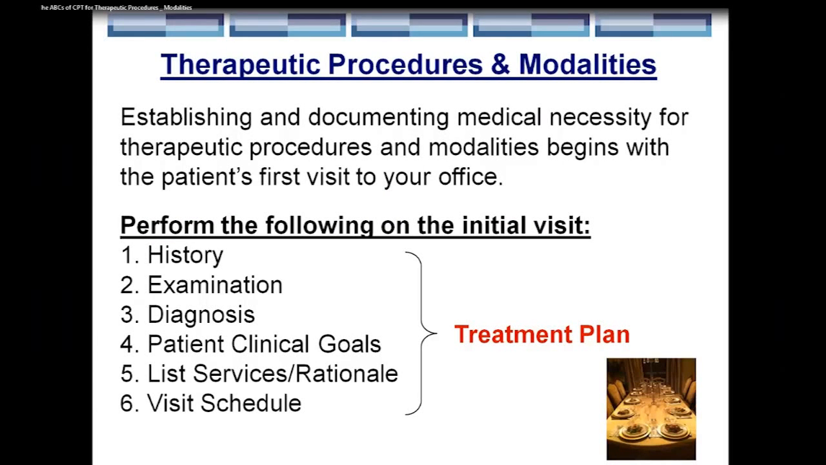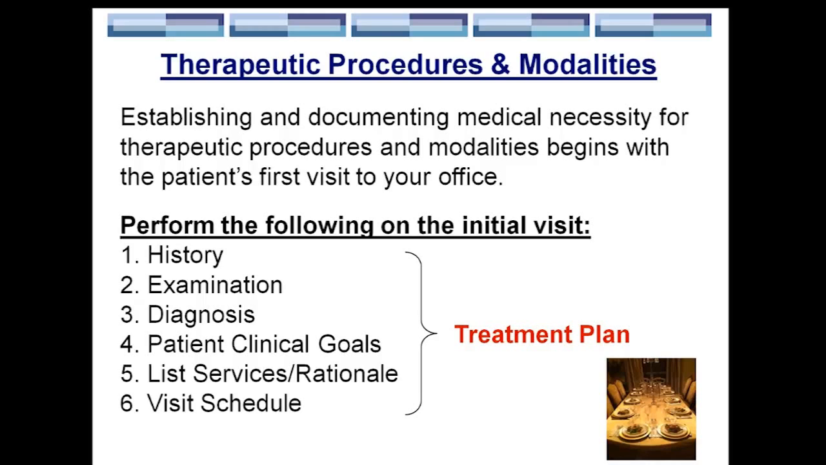The foundation consists of the history. You should see them on your screen, 6 items: history, examination, diagnosis, goals need to be set for the patient. You need to list the services you're rendering plus the clinical rationale. Number 5 on this list is where we're going to be getting into a lot of detail, and then the schedule of care. So let's just start with the history.